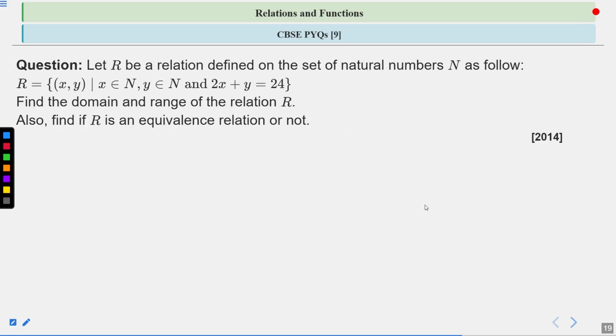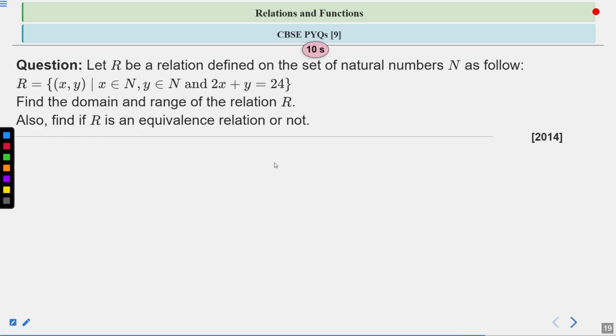Next question says, let R be a relation defined on the set of natural numbers N as follows. The relation R is defined as (x, y) such that x belongs to natural numbers, y belongs to natural numbers, and 2x plus y is equal to 24. Find the domain and range of the relation R. Also, find if R is an equivalence relation or not, right?